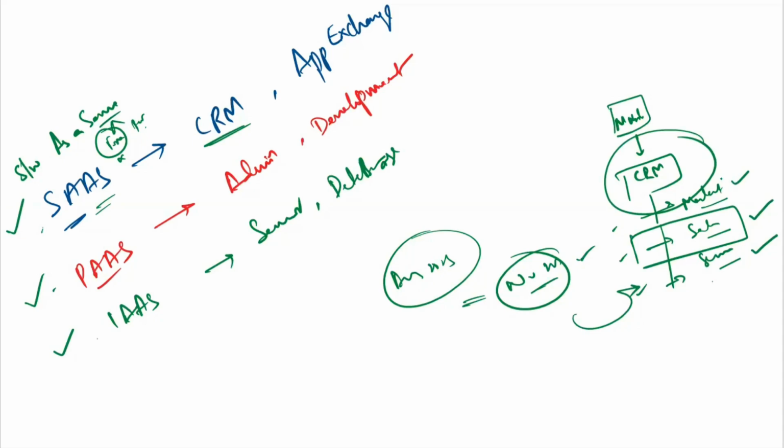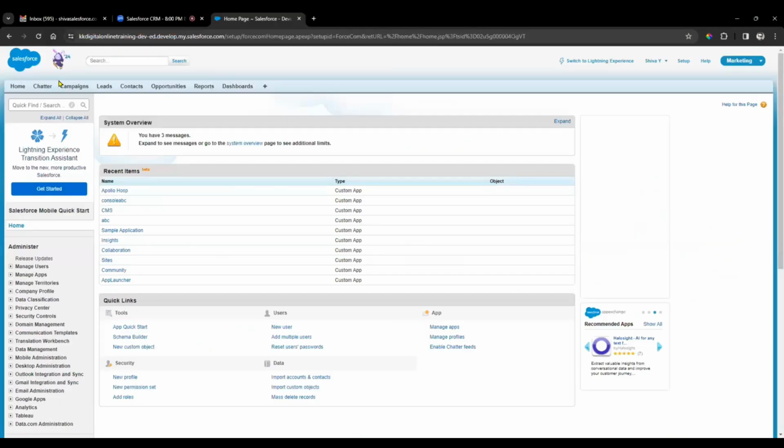Done. So CRM is somewhat clear, right? We'll see practically what this CRM is and why we are going to use it. Practicals: what are campaigns, leads, contacts, opportunities, everything we'll see practically in the coming sessions. Today I'm just giving the definition of what CRM is.